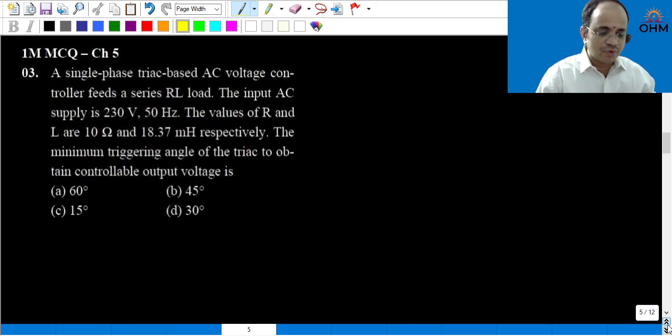Now, let us move to the next question. This is again for 1 mark. A single phase triac based AC voltage controller feeds a series RL load. The input AC supply is 230 volt, 50 Hertz. The values of resistance and inductance are 10 ohm and 18.37 millihenry respectively.